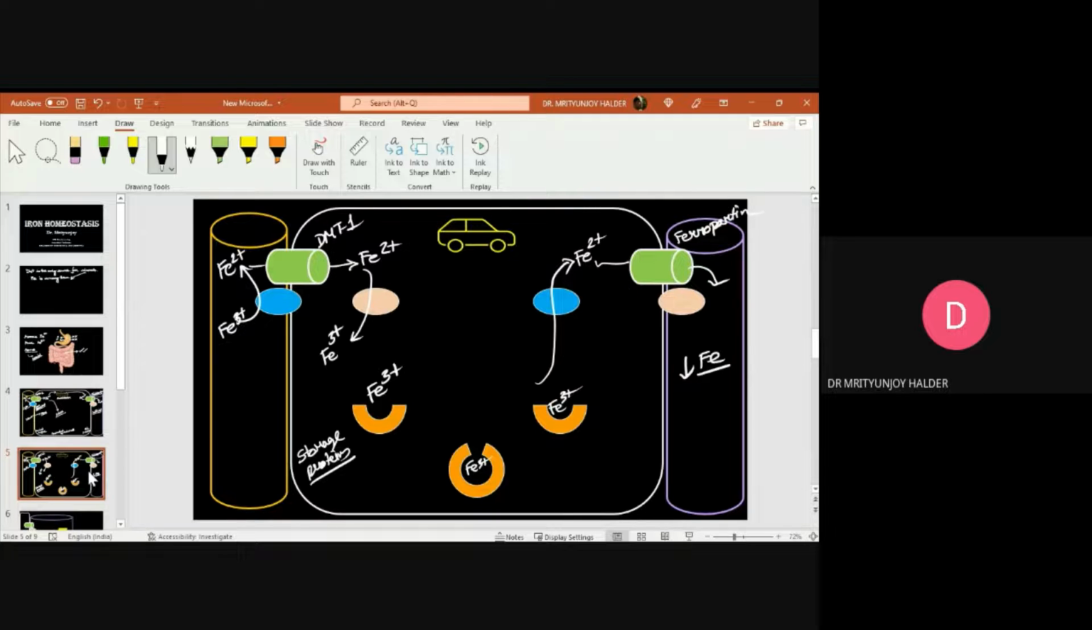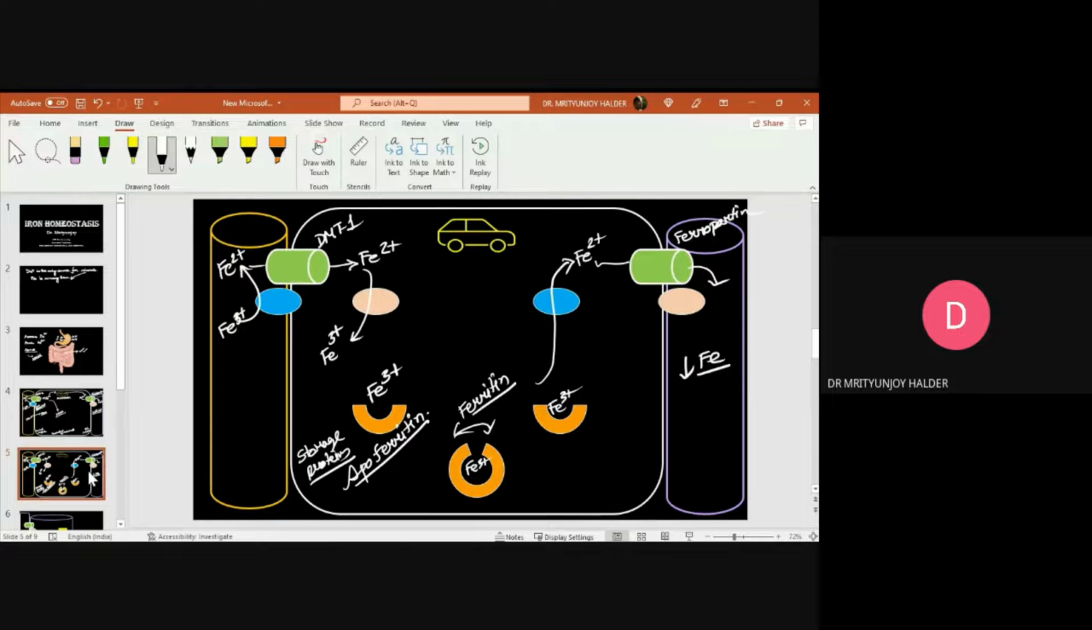The name of this protein: the only protein part, when it is not attached with any iron, is called apoferritin. And apoferritin, when it catches the ferric molecule, in total is called the ferritin molecule. So only the protein part is apoferritin, and apoferritin along with the ferric form is called the ferritin molecule. So ferritin is the storage form of iron.